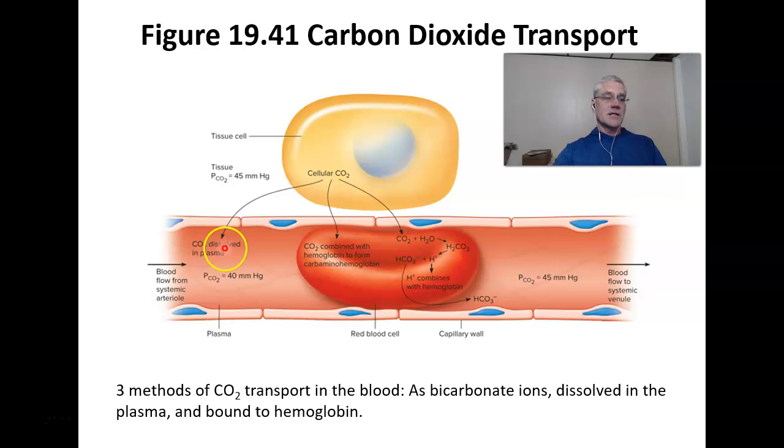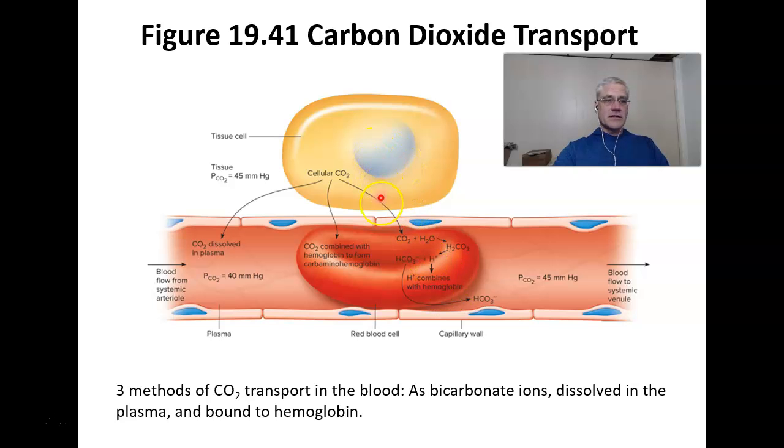Now, what does it do? Some of it dissolves directly in the plasma. Some of it combines with hemoglobin to form carbaminohemoglobin. Some of it gets converted to carbonic acid, dissociates, and you get HCO3, the bicarb ion. That is often used as a buffer in the bloodstream. Now this H plus that's left over combines with hemoglobin and denies oxygen a place to bind. It actually is a competitor of oxygen.